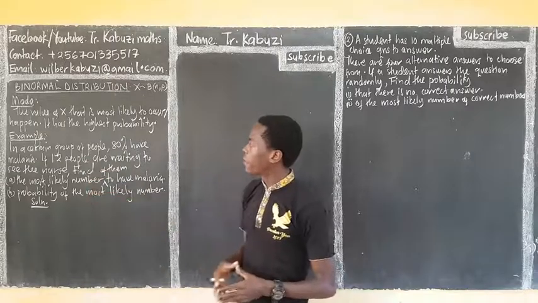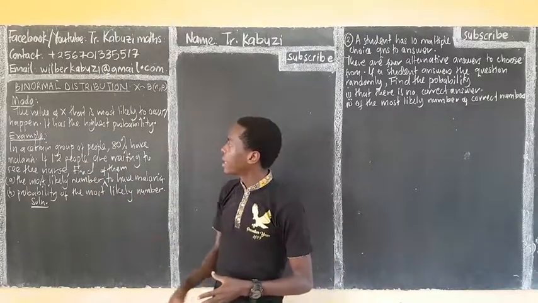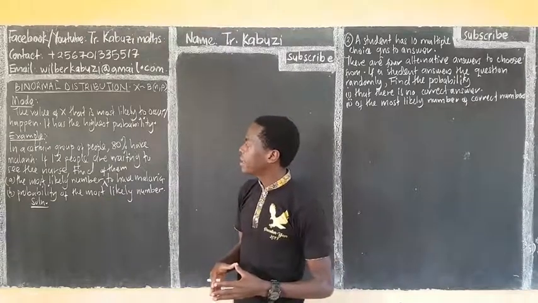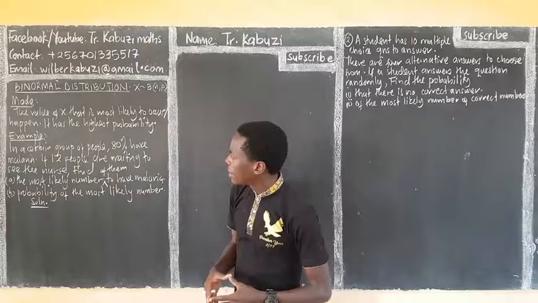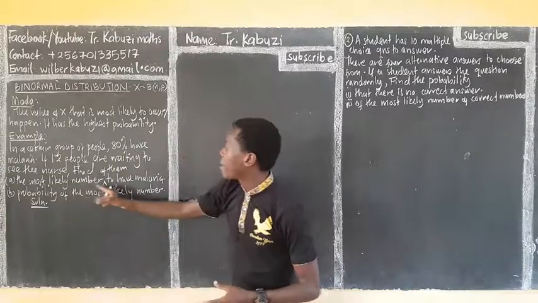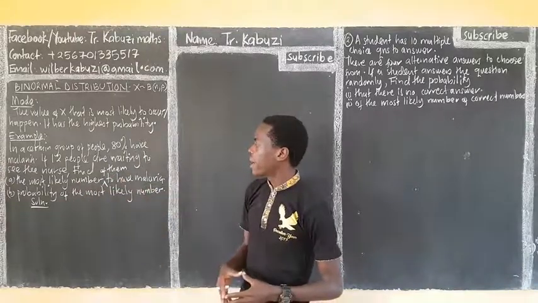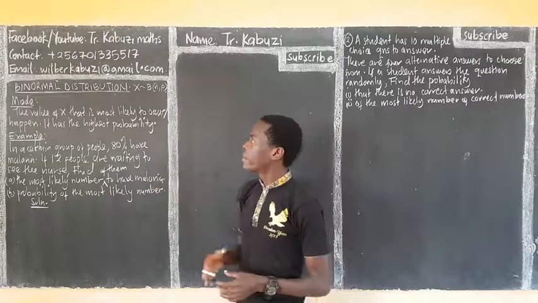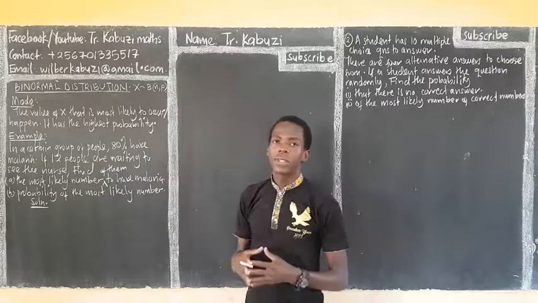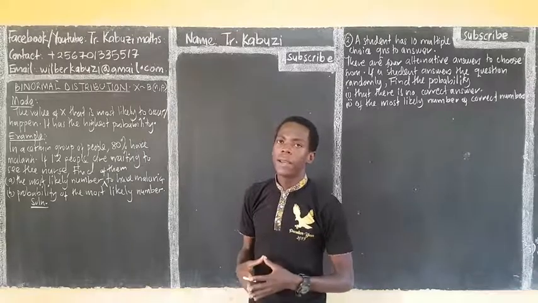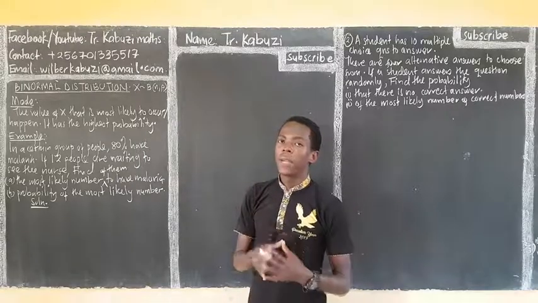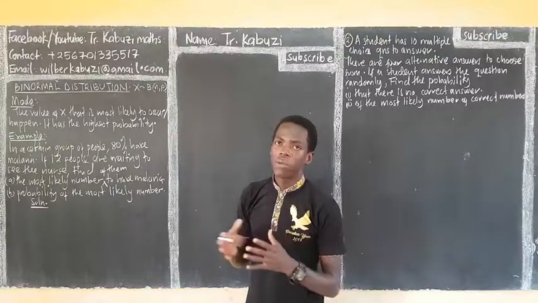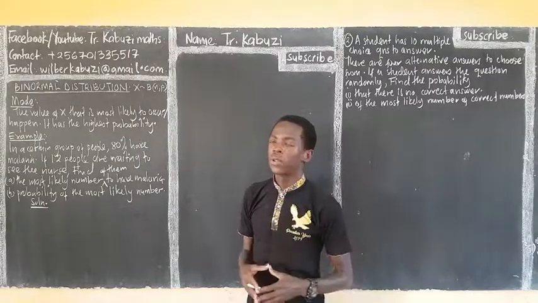In a certain group of people, 80% have malaria. If 12 people are waiting to see the nurse, find the most likely number of them to have malaria. So here, to get the mode, we always first calculate the mean. The value is either the integer below the mean or the integer above the mean. It's one of them. We are going to see how we choose from them.